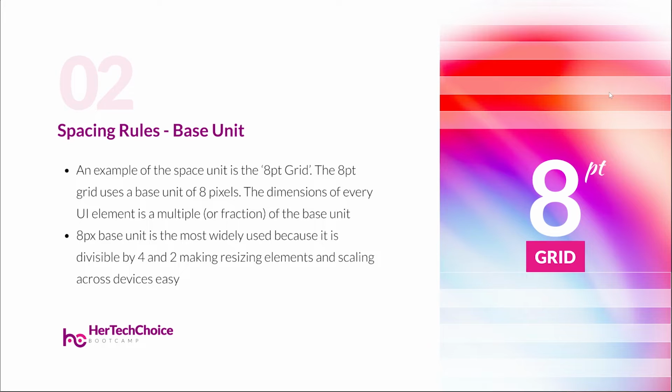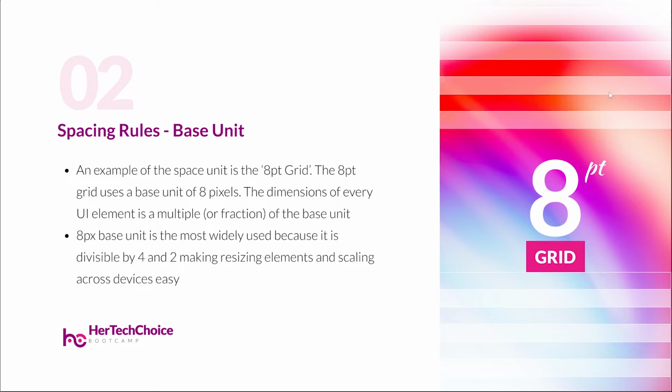There are different approaches to this, and as a designer, you will encounter increment systems. An example of the base unit is the 8-point grid. The 8-point grid uses a base unit of 8 pixels. The dimensions of every UI element is a multiple or a fraction of the base unit.